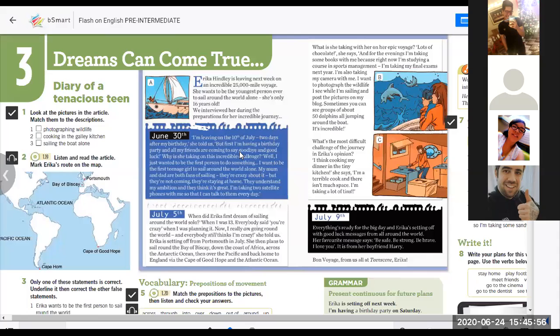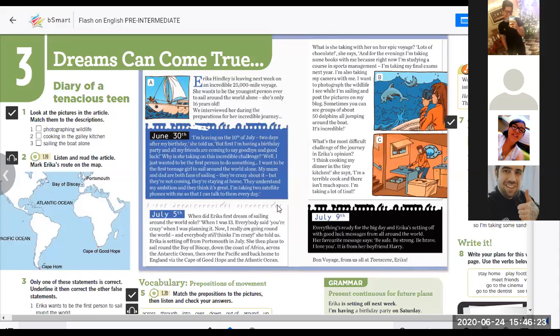Voyage, she wants to be the youngest person ever to sail around the world alone. She's only 16 years old. We are interviewed here during the preparation for her incredible journey.